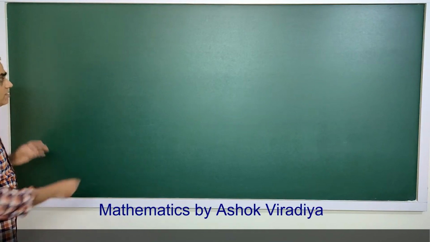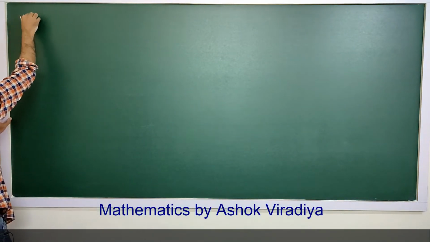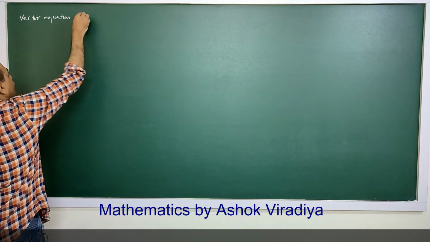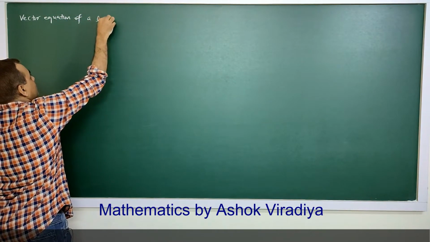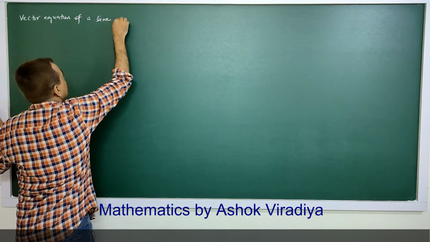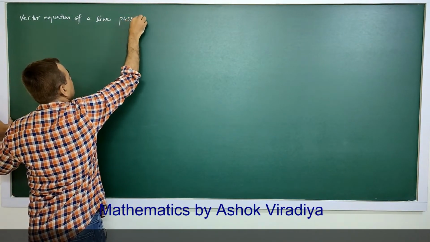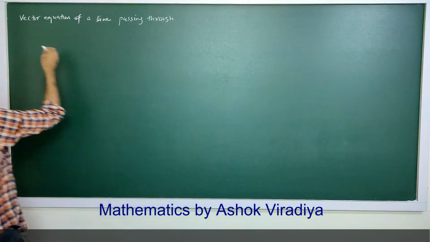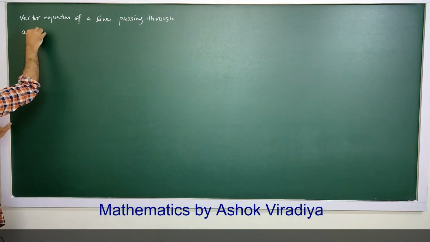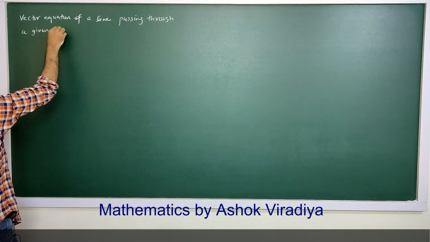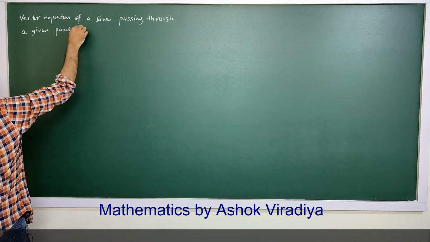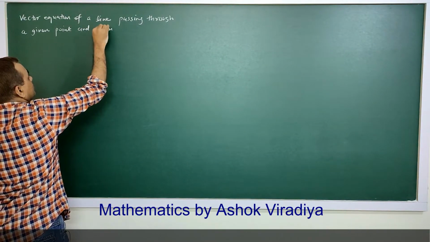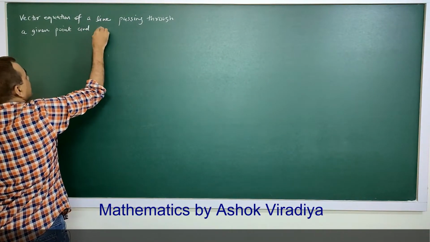Now new result, vector equation of a line passing through a given point and a given parallel vector.